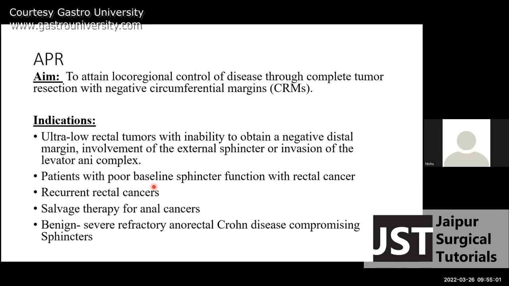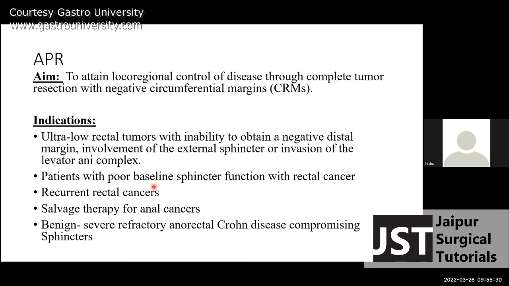It is indicated in very low rectal tumors where we are unable to get a negative distal margin, and we see that the tumors are involving the external sphincter, or we also see their invasion into the levator complex, or those patients with a very poor baseline sphincter tone. So few people recommend, before doing an intersphincteric resection, it's always advisable to go ahead and do an anorectal manometry to look for the sphincter function. Few of the institutes do it, few of the surgeons still recommend that.